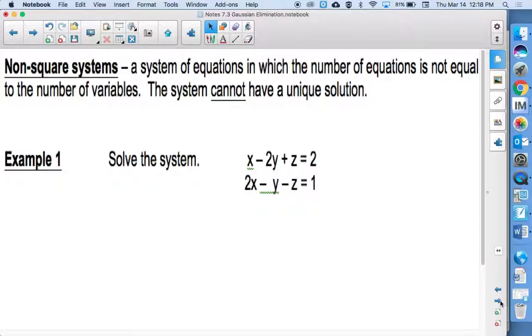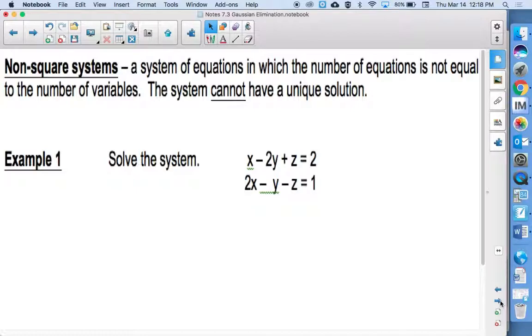So yesterday we did one system that worked out nicely and had an ordered triple, one that had no solution, and then the one that had infinitely many. And then we also solved one with matrices, kind of reviewing how to plug the information into the matrices. The other type of system that exists is called a non-square system.